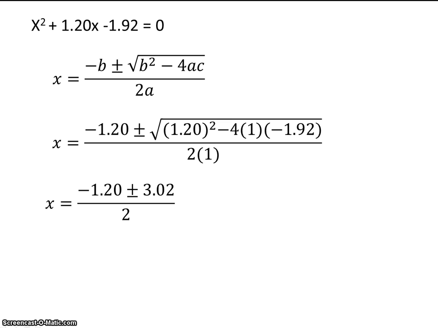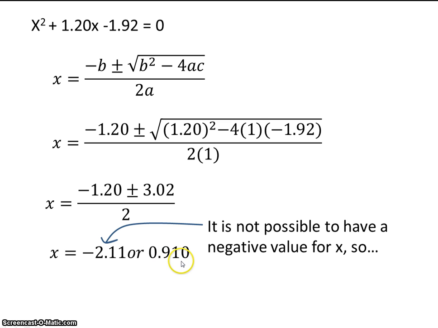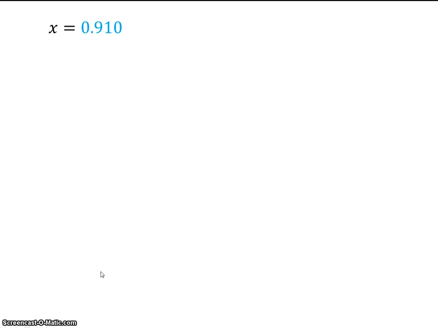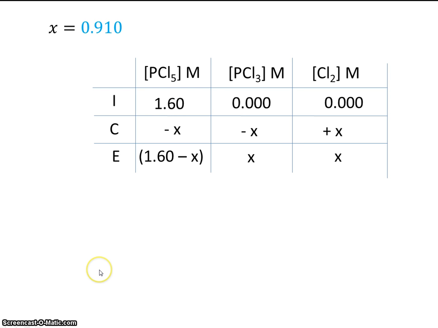All right, now let's simplify. Now there's going to be two values for x. You should discover that the two values are minus 2.11 or 0.910. Now it's not possible to have a negative value here for x, so it turns out this will be our only reasonable choice. So this x is going to be by how much the concentrations change. So this was our ICE table. So x equals this value.